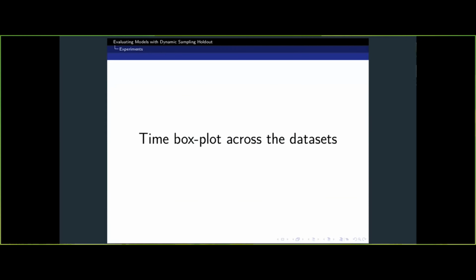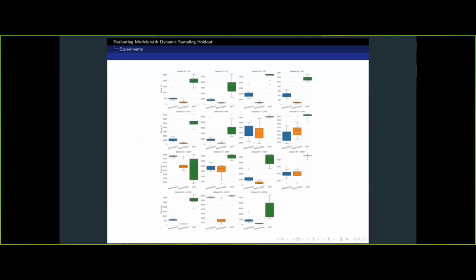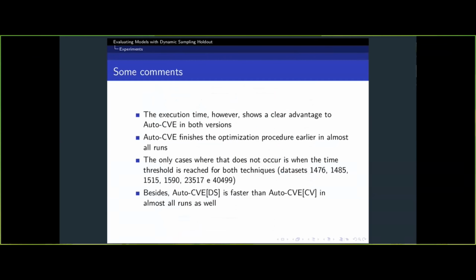Now looking at the computational time, what we see here is that there is a clear winner in this metric. The two versions of Auto-CVE are faster than TPOT in all executions, ignoring when we reach the time limit because this brings some anomalies, okay? And the use of holdout is faster than cross-validation as well. In fact, it's at least 2 times faster, okay?